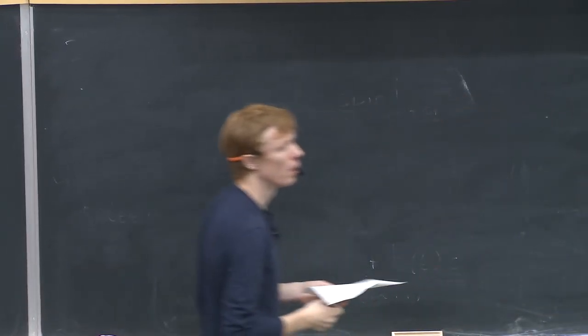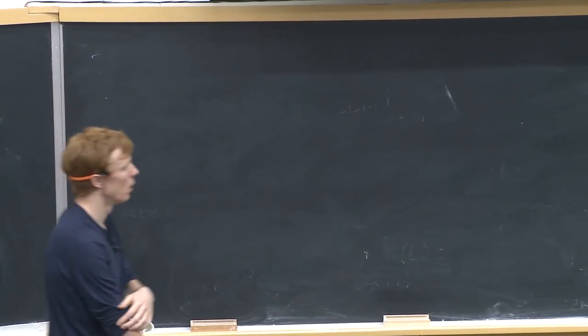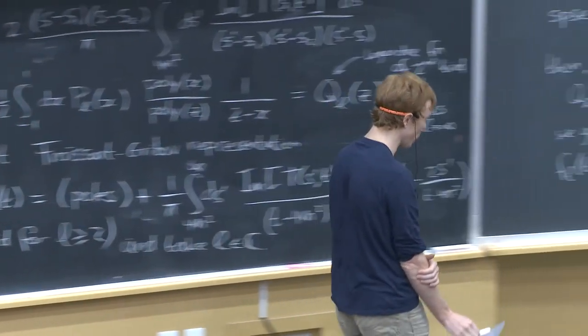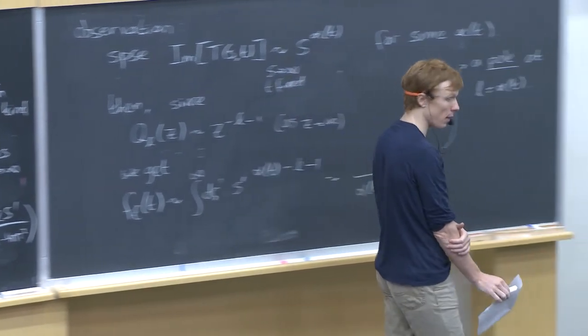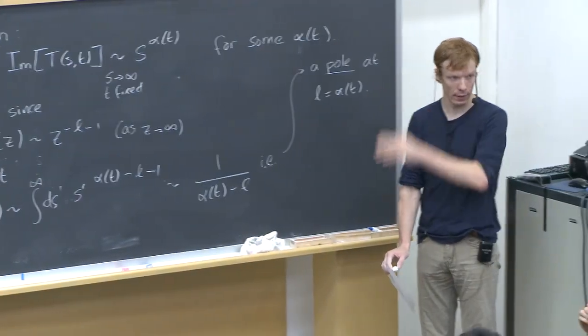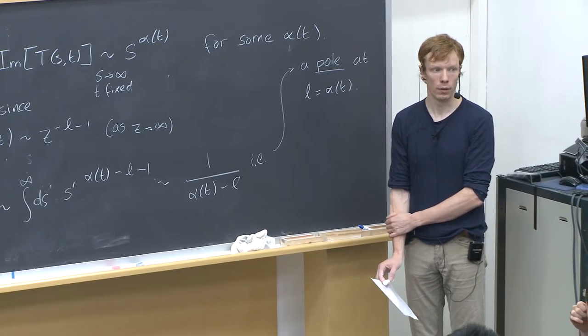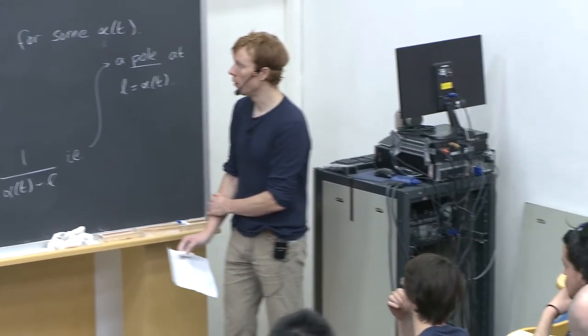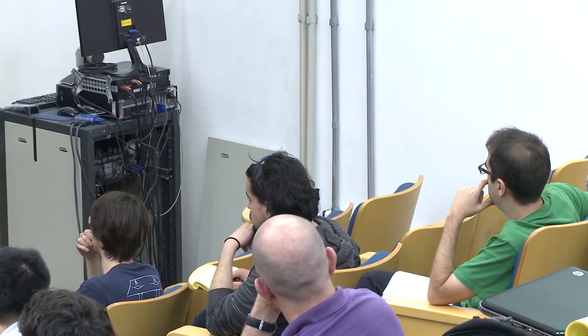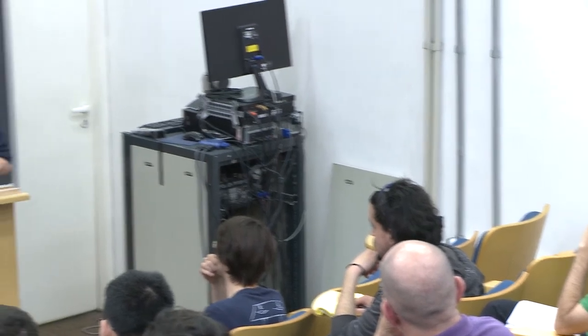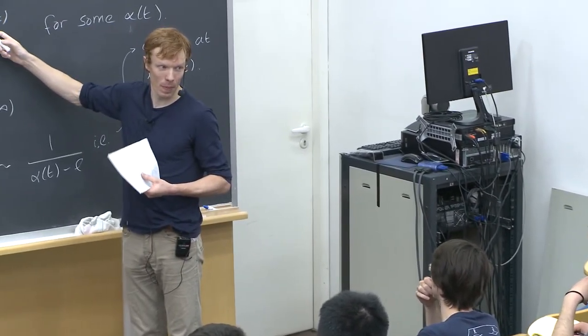Just maybe a comment. This power, well, let's think about what Froissart means. It says that the imaginary part grows approximately linearly at t equals 0. It's the forward limit. So alpha of t is 1, approximately. Alpha of 0 is about 1, or less than 1.